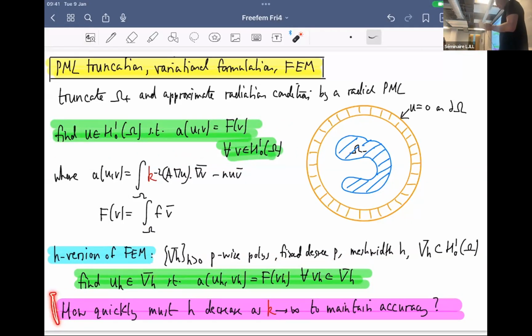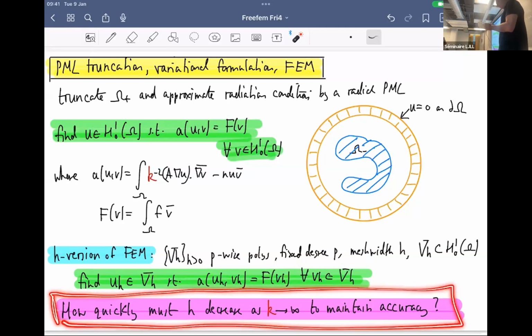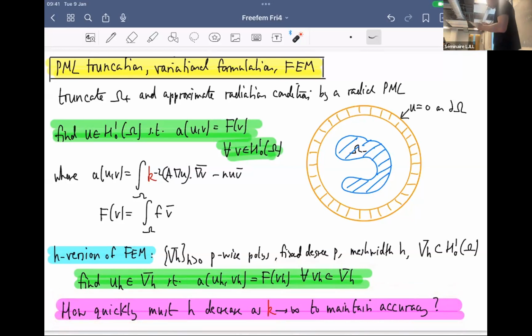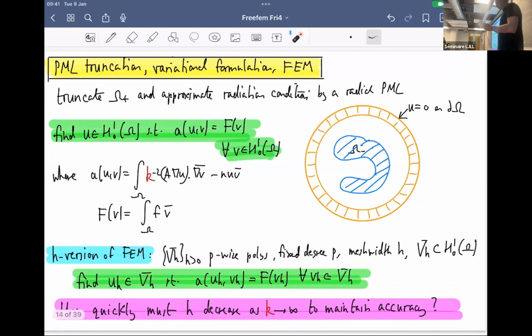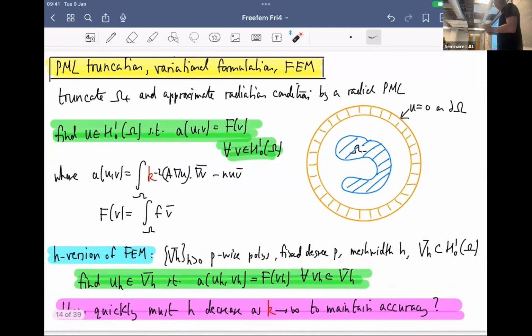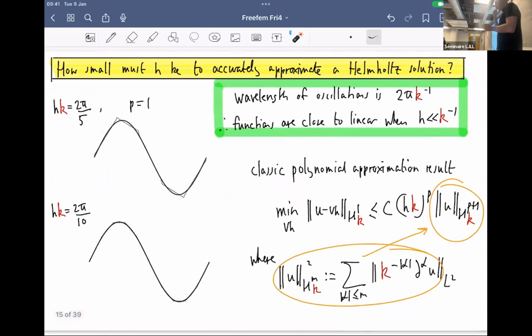And then you have this classic, natural question: how quickly must h decrease as k tends to infinity to maintain accuracy? That's the question we're going to talk about for the next few minutes of this talk. But as a warm-up, we first ask: how small must h be to accurately approximate a Helmholtz solution? Let's not worry about computing the solution with a FEM. Let's just say we have a Helmholtz solution, and I want to approximate it by piecewise polynomials. How small do I need to make h as a function of k?